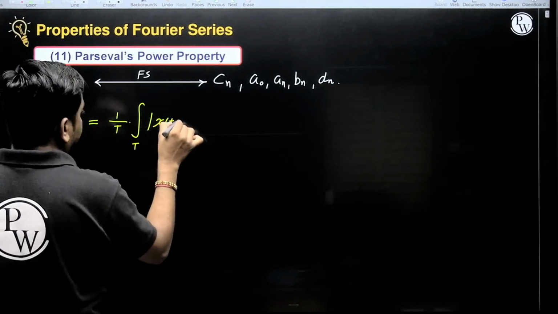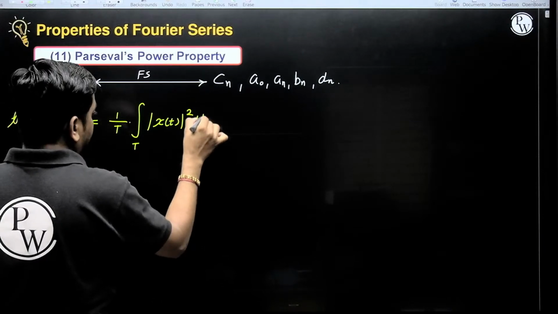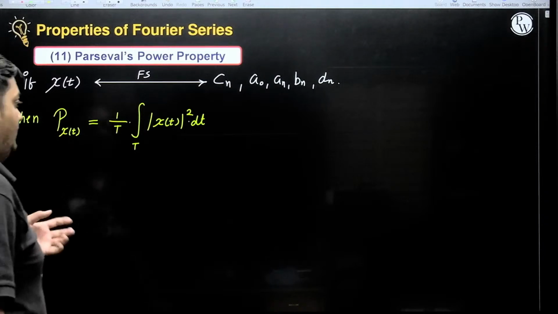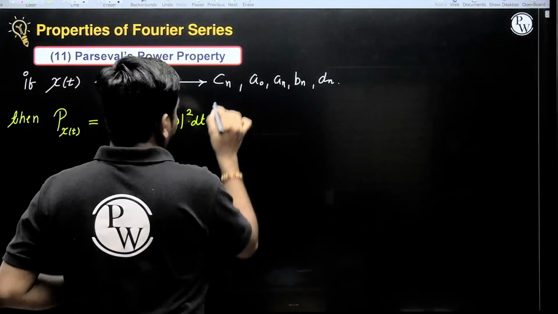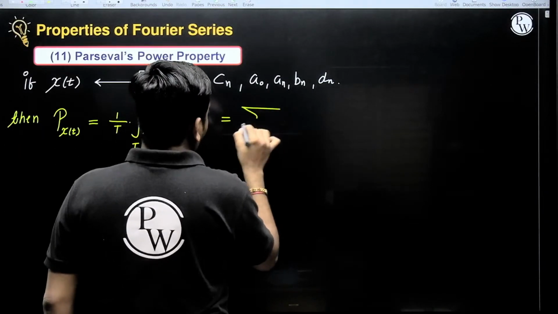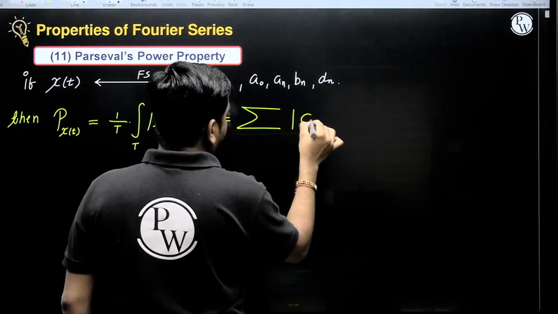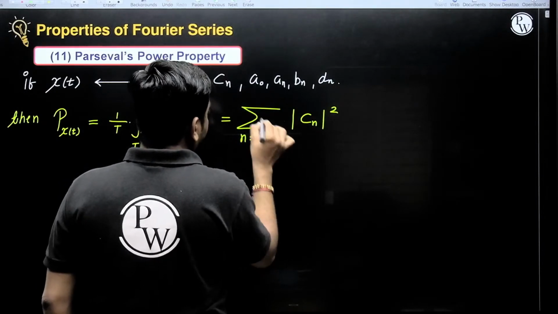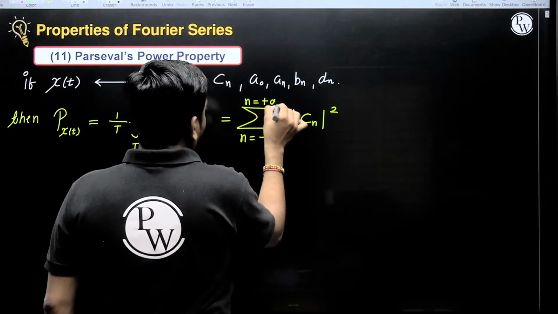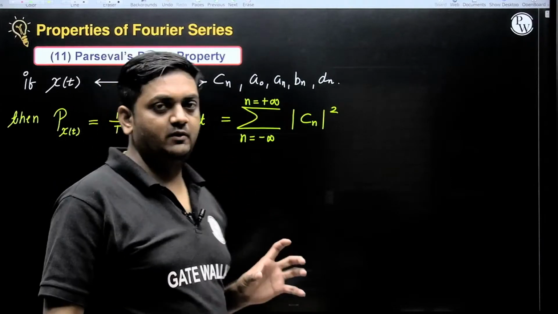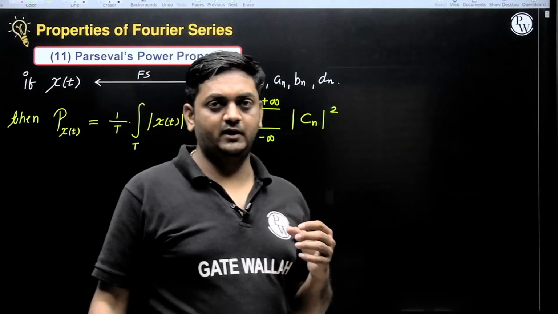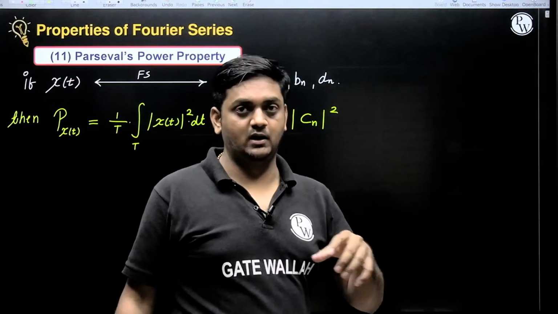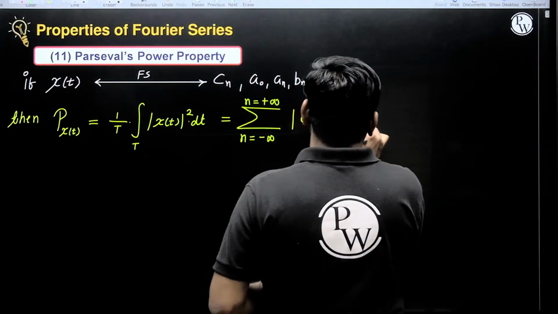squared. I write the modulus because it can be a complex valued signal. The formula we already studied in the first chapter, and the same power we can get from the coefficients. Because it is discrete, the summation of mod Cn square, n from minus infinity to plus infinity. Now we know that mod Cn equals mod C minus n. So simply you can do the summation from n equal to 1 to infinity, and make it double.